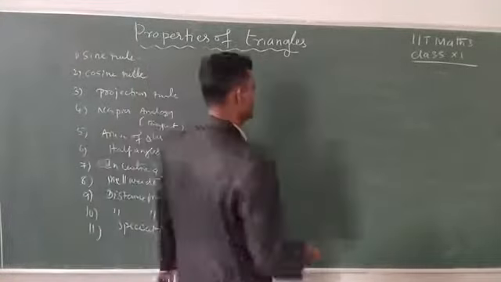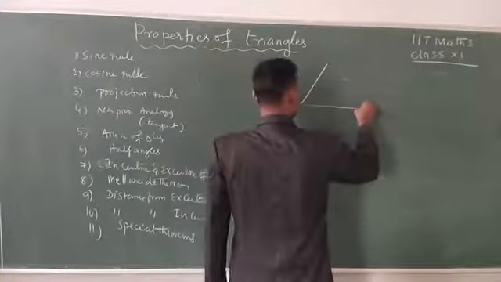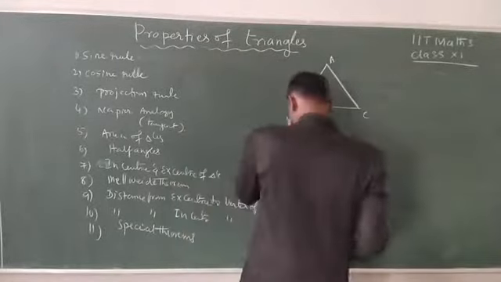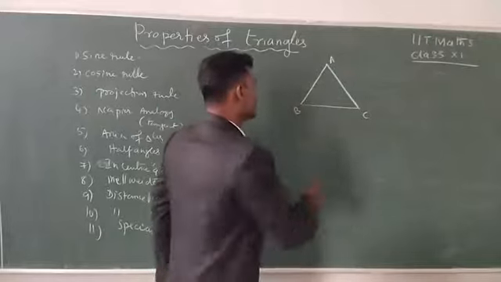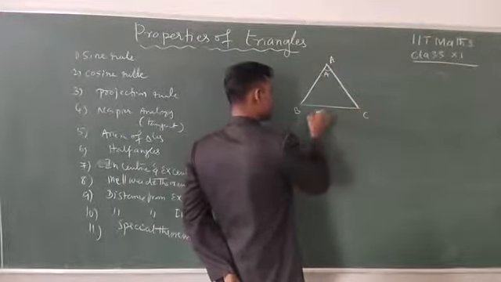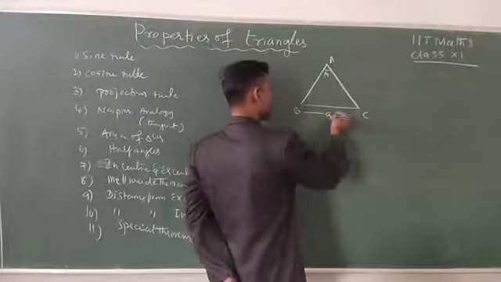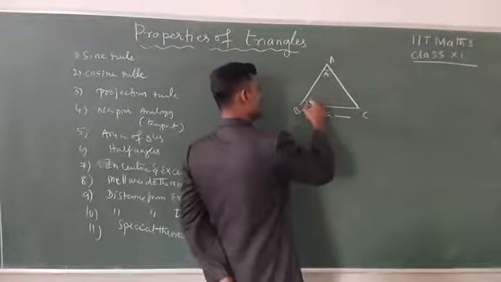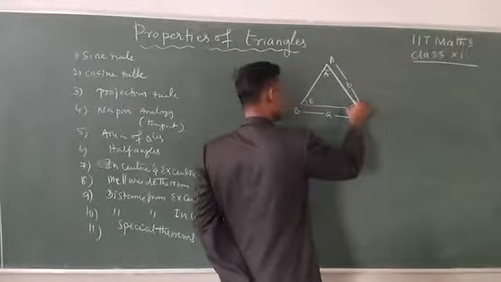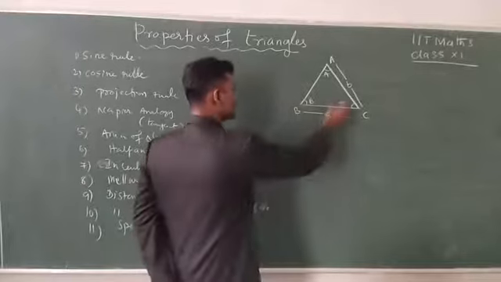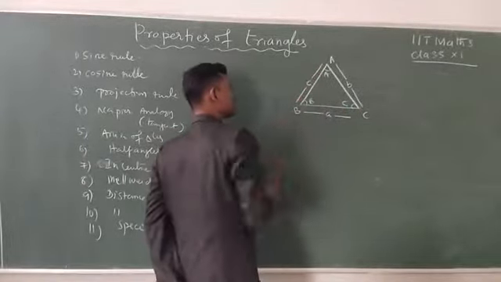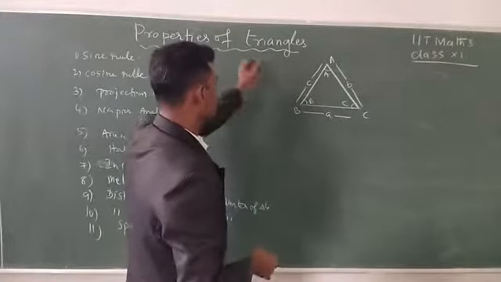See here, first we have to discuss this triangle. This is a triangle ABC, an acute-angled triangle. Angle A, its opposite side is BC, which is represented by small a, and angle B, its opposite side is AC, represented by small b, and angle C, its opposite side is AB, represented by small c, respectively.